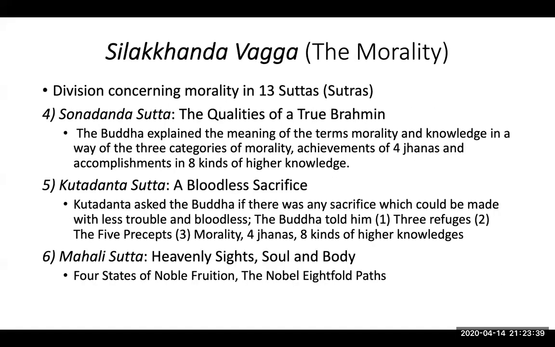Another sutta from Silakkhanda Vagga is Sonadanda Sutta. And also, the Buddha explained the meaning of the terms morality and knowledge or wisdom in terms of 3 categories of morality, achievement of 4 jhana, and accomplishment of 8 kinds of higher knowledge.